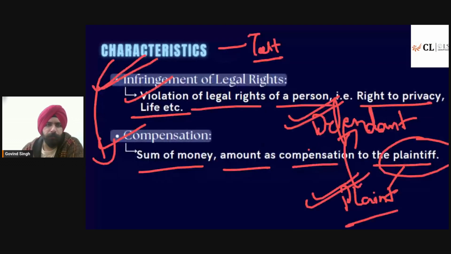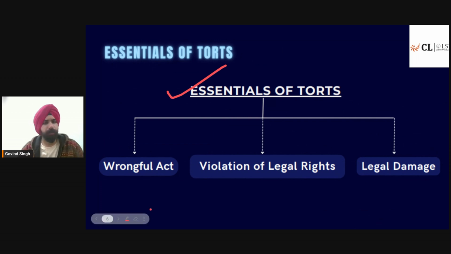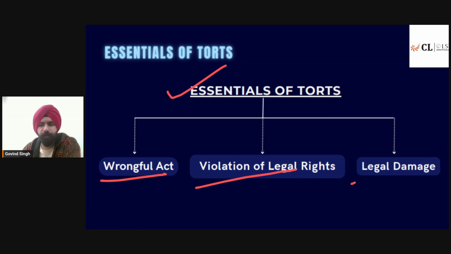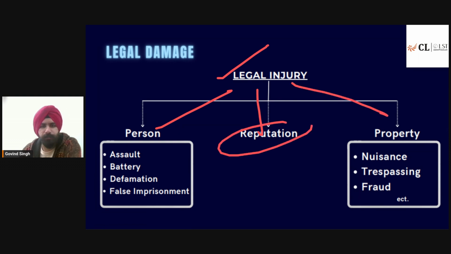Okay. Now talking about what are the essential elements of a tort. When you talk about essentials of a tort, there has to be a wrongful act. The act which you committed has to be wrong. The act should be in violation of your legal rights, and there has to be legal damage which occurred as a result. Right. Now, when we talk about legal injury, we were discussing that there can be three types of legal injury. One can be injury to your person, one can be injury to your reputation, one can be to property. Reputation is very simple.